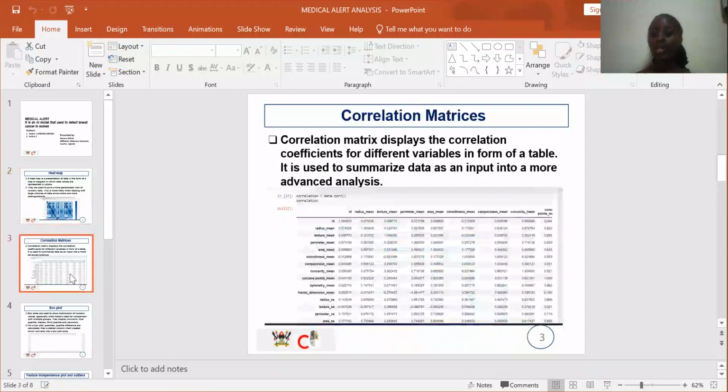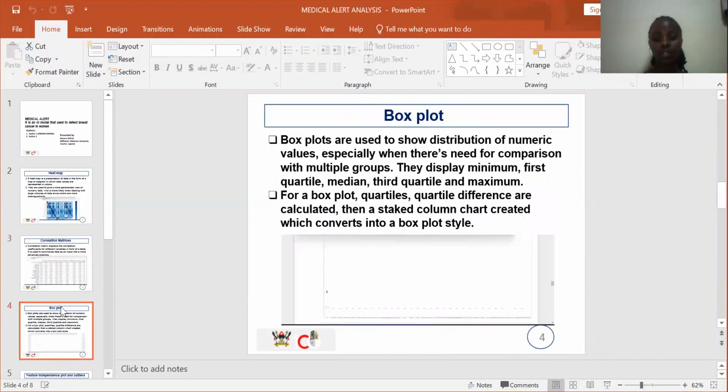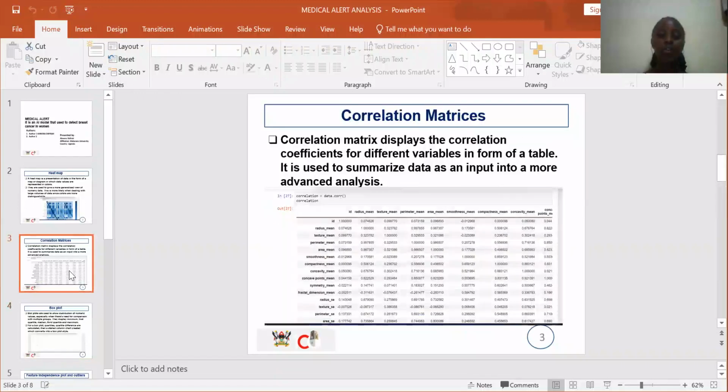And then we go to a correlation matrix. A correlation matrix displays the correlation coefficients of data, and it is used to summarize data as an input into a more advanced analysis. It shows the relationship, the dependency, between one variable and another. That is the correlation coefficient.